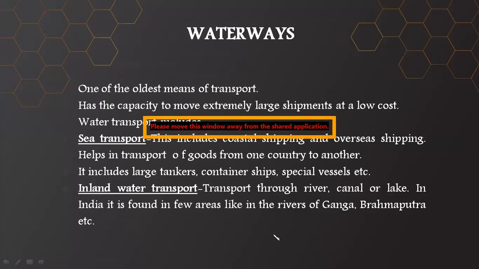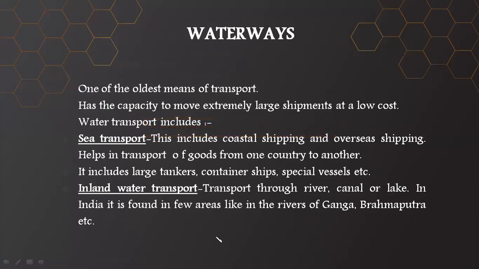You know, one of the oldest means of transportation. It has the capacity to move extremely large shipments at a lower cost. And it includes sea transport and inland water transport. Sea transport majorly includes coastal shipping and overseas shipping, basically moving from one country to another. It will include large tankers, container ships, cruise ships and all.